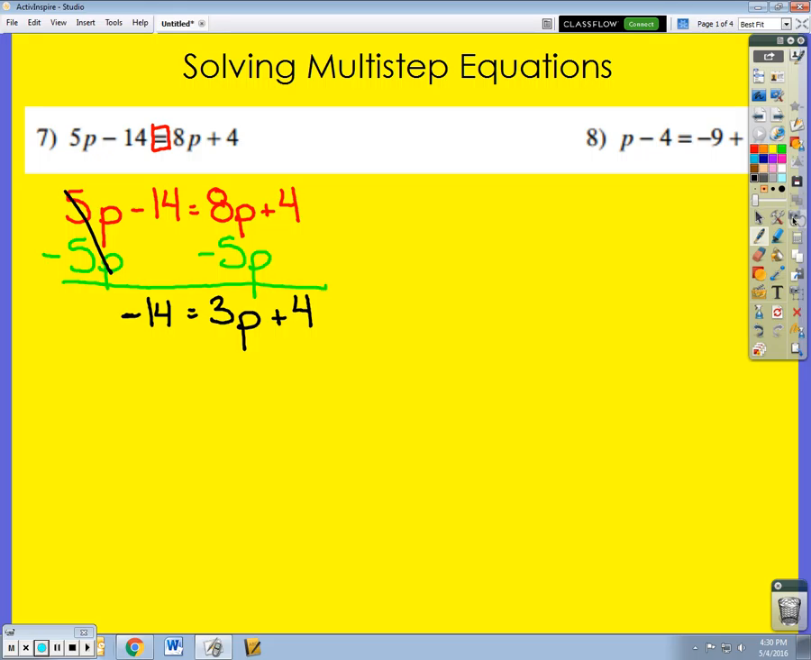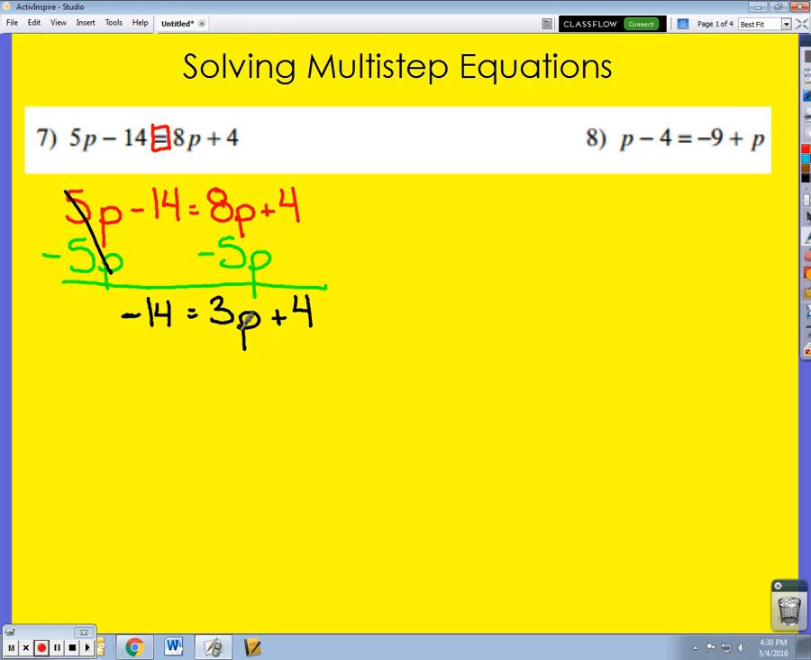Okay, not done yet. What I now need to do is get that integer, that 4, over to the left side of the equation. I have the 3p here. I'm excited because I have all the p's on one side of the equation. Let's get rid of this 4. Well, it's adding 4. The inverse of addition is subtraction, so we'll subtract 4 from both sides.